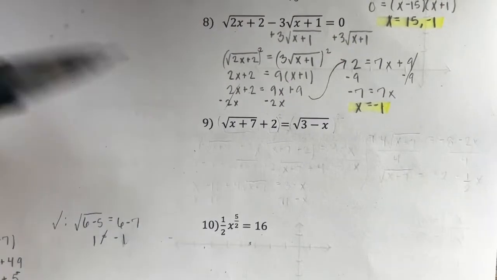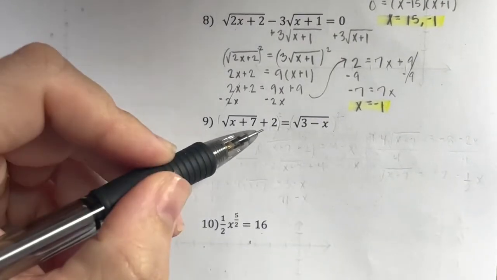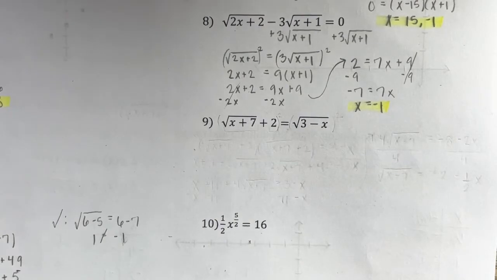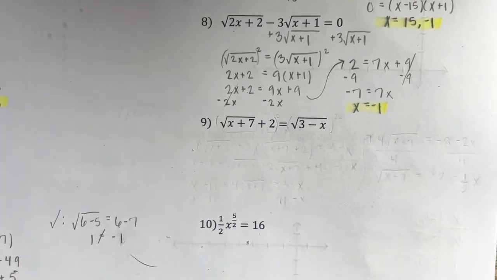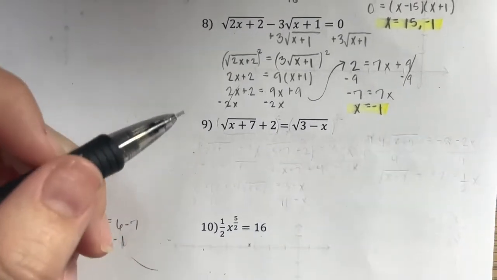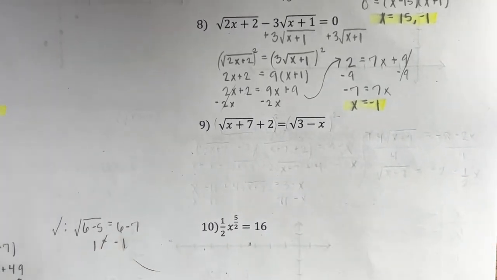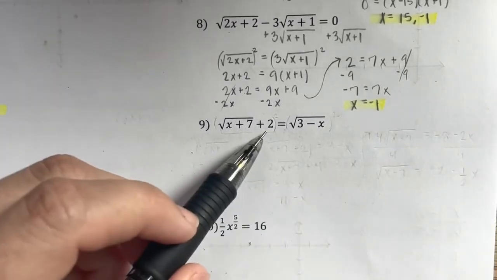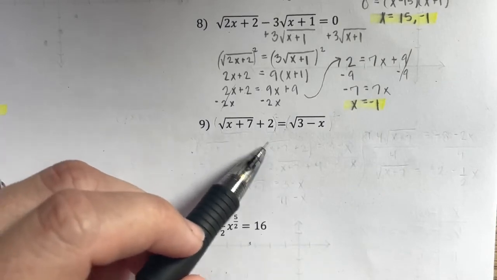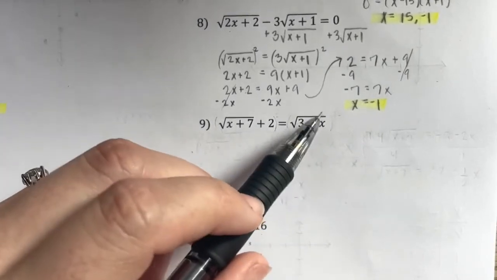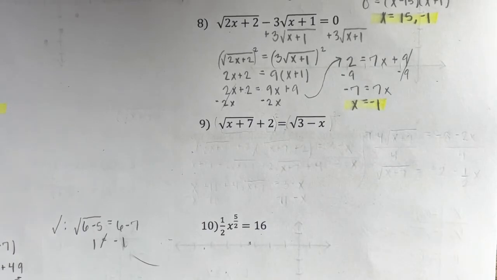For number 9, it's the square root of x plus 7 plus 2 equals the square root of 3 minus x. Ignore the pencil marks because I did change my mind on how I wanted to do it. Okay, so usually our first step is to isolate the radical. There's not really a way to fully isolate each radical here, because say I want to isolate this radical and subtract the 2 over, it's going to leave this radical not isolated. So this is probably one of the harder types of problems from this section.